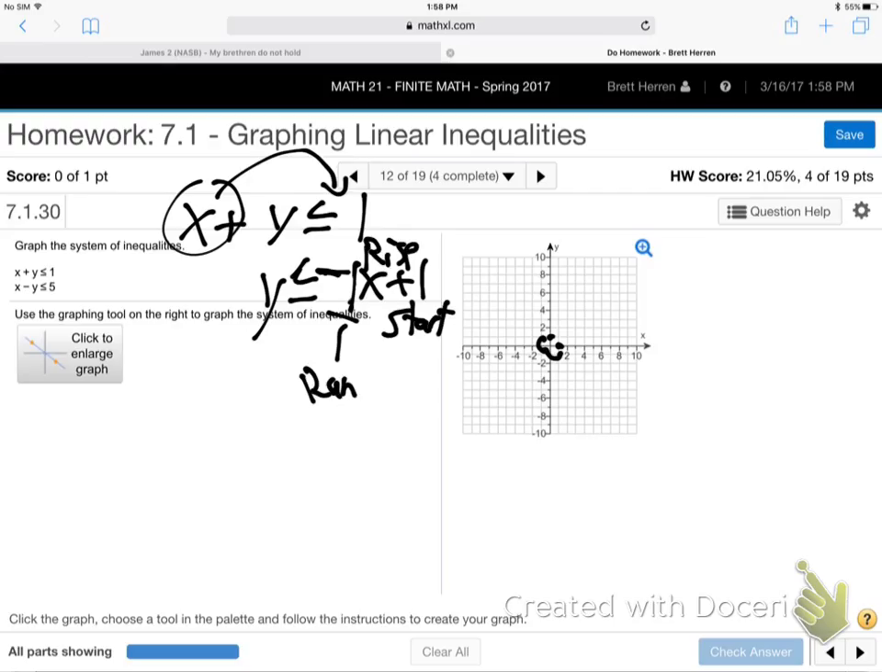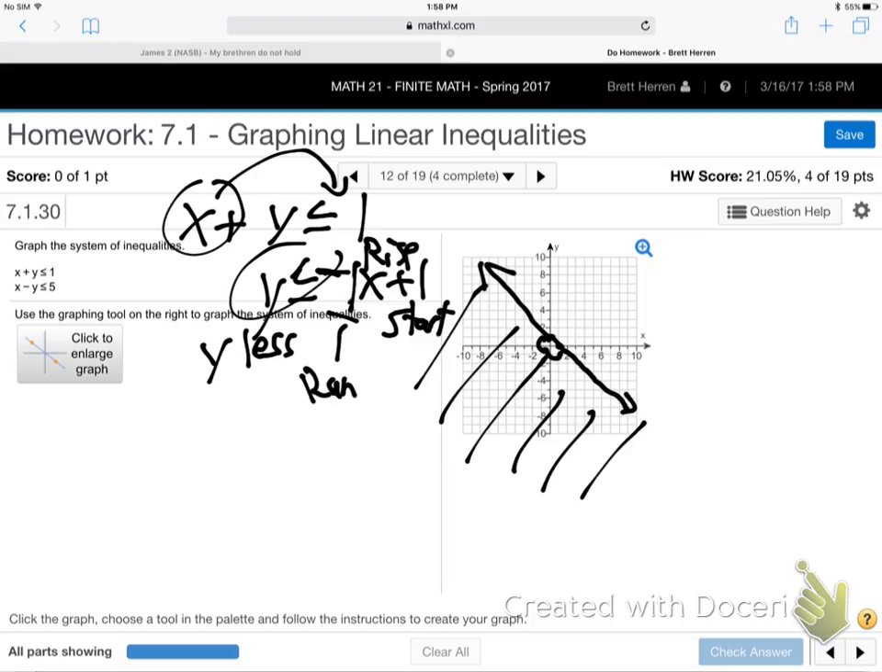And that's a solid line, isn't it? Because we have the solid bar. The solid line. Which side's the shading on? Y is less. Below the line, right? Now let's do the next one. Next one is x minus y less than or equal to 5. Try that one. Get y alone again.